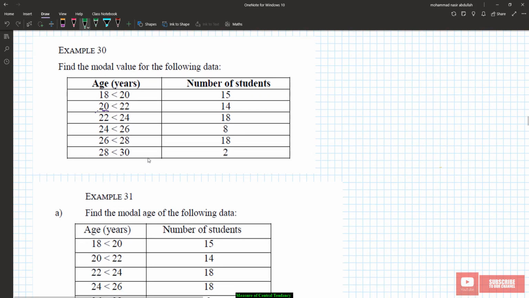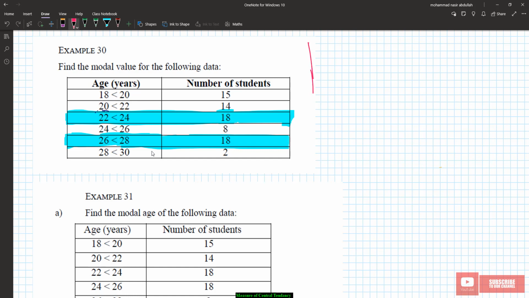So let's look at another example. Example number 30. In this example, we have to find the mode, so we need to find the highest frequency value. In this frequency table, we find 18 is the highest frequency value, so this is one of the modal classes. The second highest is also 18, so the second modal class is 18 because this is the highest frequency value.